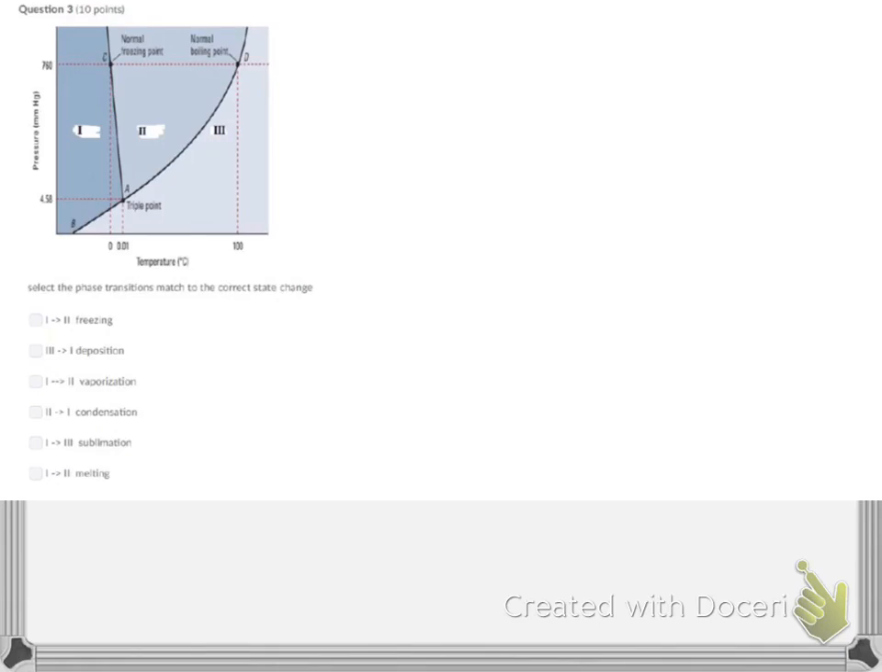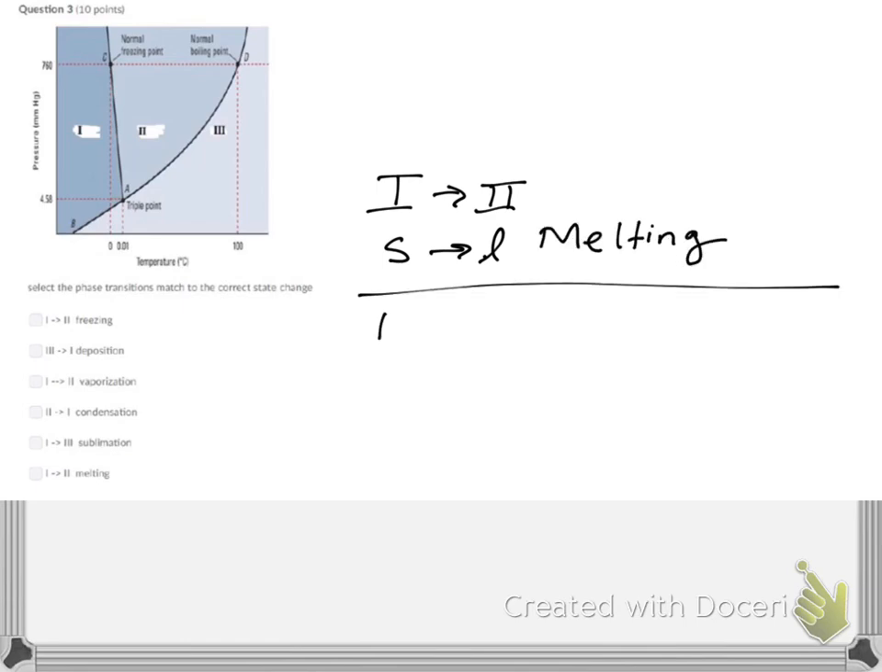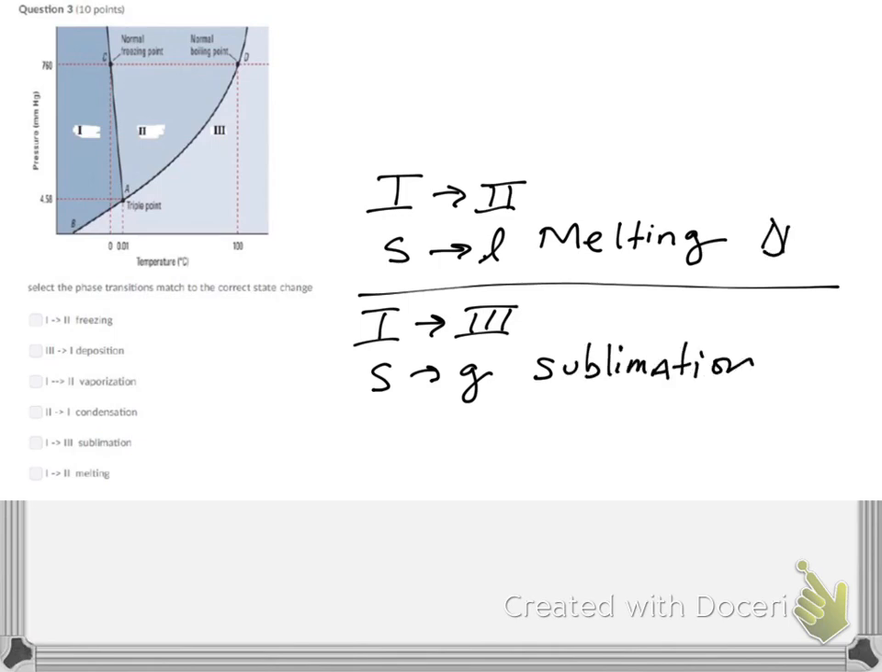The phase transitions that match, so let's take a look. 1 to 2 is going from solid to liquid, that's called melting. 1 to 3 is going from solid to gas, that is sublimation. For solid to liquid melting, delta E is positive. From solid to gas, delta E is positive because both of those go from a solid, which is the most stable, up to a more unstable phase.